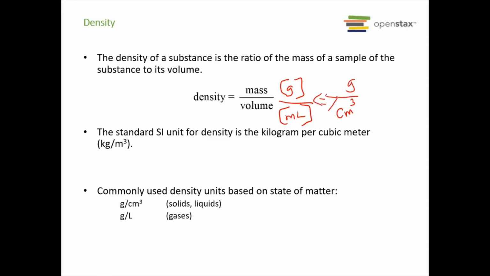Okay, so grams per cubic centimeter are often used for solids and liquids. And then we do use grams per liter for gases. Gases are so lightweight that you need to use a larger volume to get enough of a mass to even measure. But again, grams per cubic centimeter is the same thing as a gram per milliliter. Cubic centimeters and milliliters are the exact same thing.